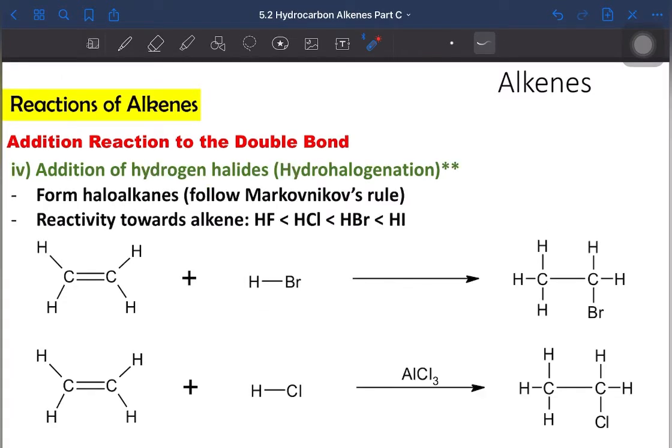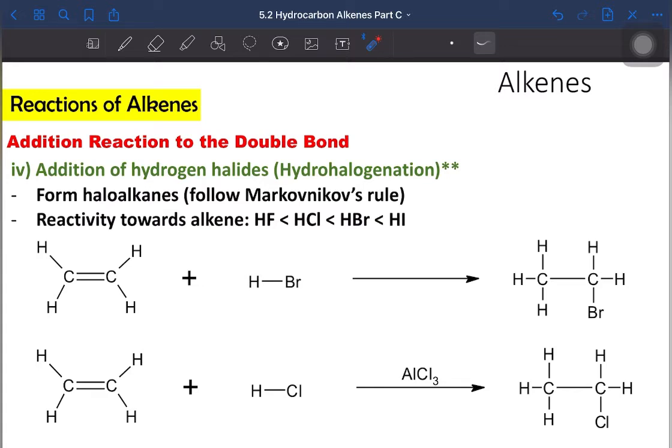Now let's look into the fourth reaction of alkene, which is the addition of hydrogen halide, or we call it the hydrohalogenation reaction. So it will form a haloalkane. This reaction also follows Markovnikov's rule, since it has two different species that are going to be added onto the double bond. The reactivity of hydrogen halide to alkenes increases in the order shown. So HF is less reactive to alkene compared to HCl, compared to HBr and HI.